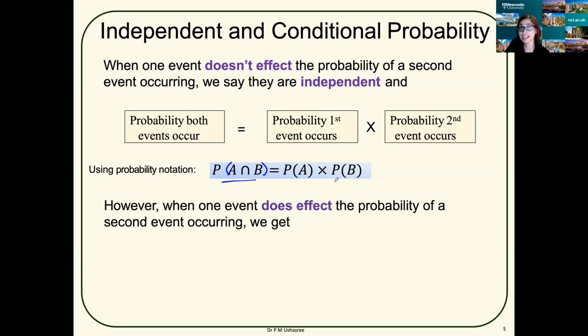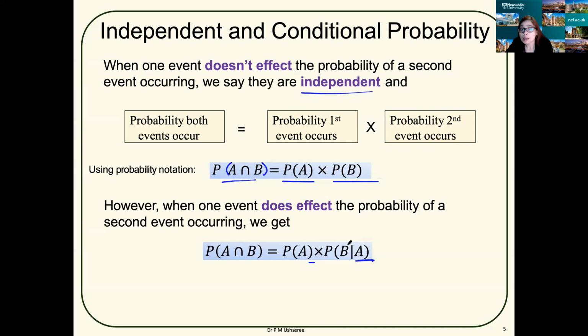However, when one event does affect the probability of a second event occurring, a good example for this was throwing a coin, isn't it? But if the occurrence of an event is affected by the previous event, then P of A and B occurring is equal to P of A times P of B such that A has already happened. So it is not just P of A times P of B. It is not simple, because the probability of B happening depends on A.